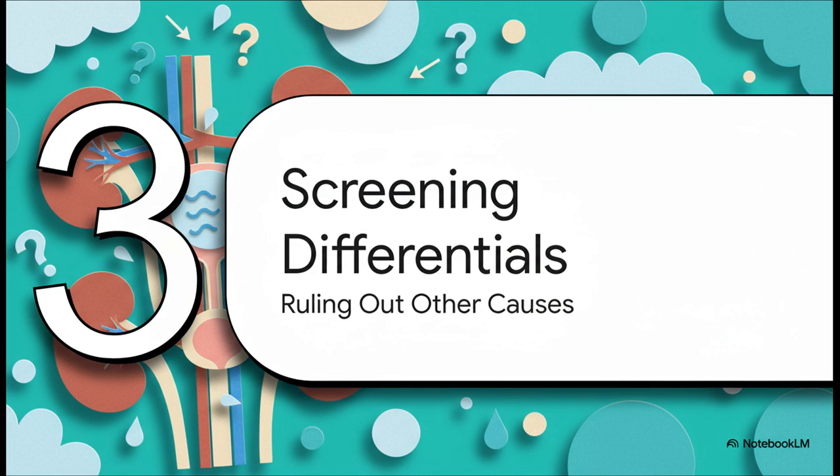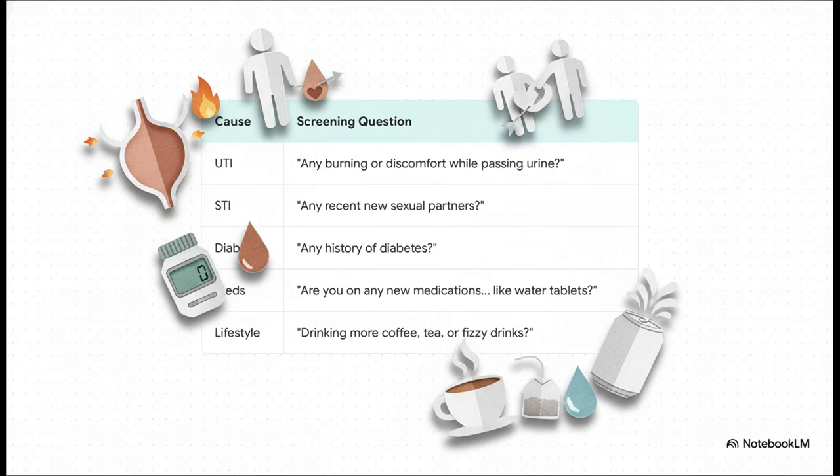Okay, on to section 3, screening for differentials. Once you've got a good handle on those prostate symptoms, your next job is to think about what else could be causing this. We need to rule out other common culprits. And the great thing is, you can screen for these pretty quickly. For a UTI, it's a simple, any burning or discomfort when you pass urine. For an STI, any recent new sexual partners. Then you'll check for things like a history of diabetes, and ask about new medications, like water tablets. And finally, don't forget lifestyle stuff. Have you been drinking more coffee, tea, or fizzy drinks lately?